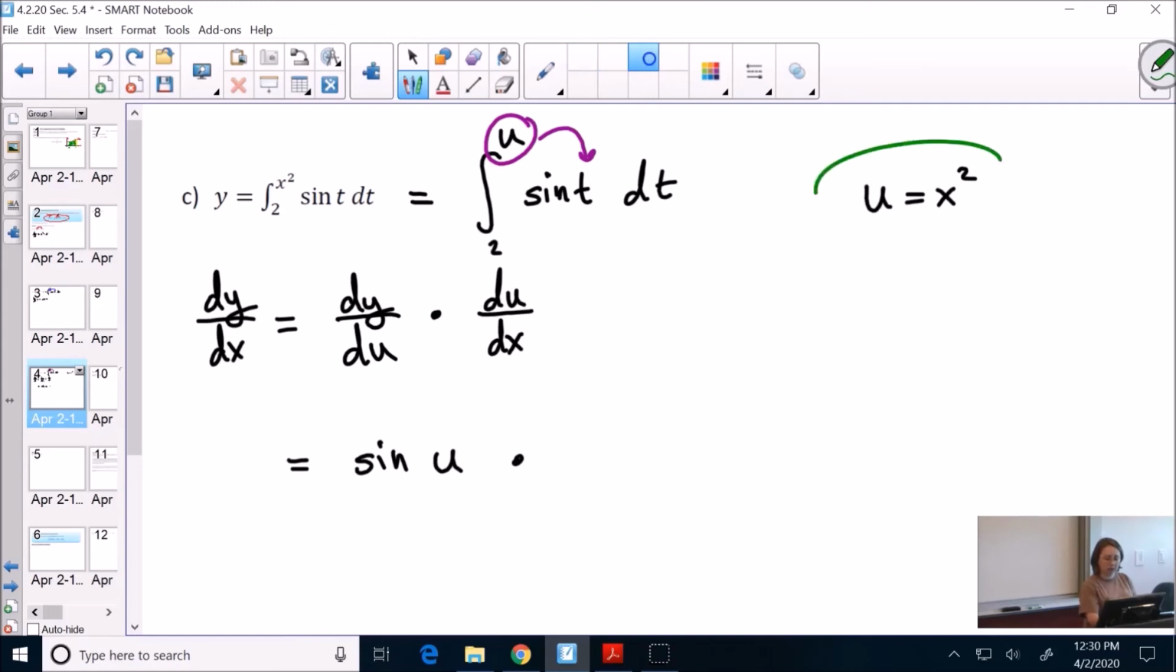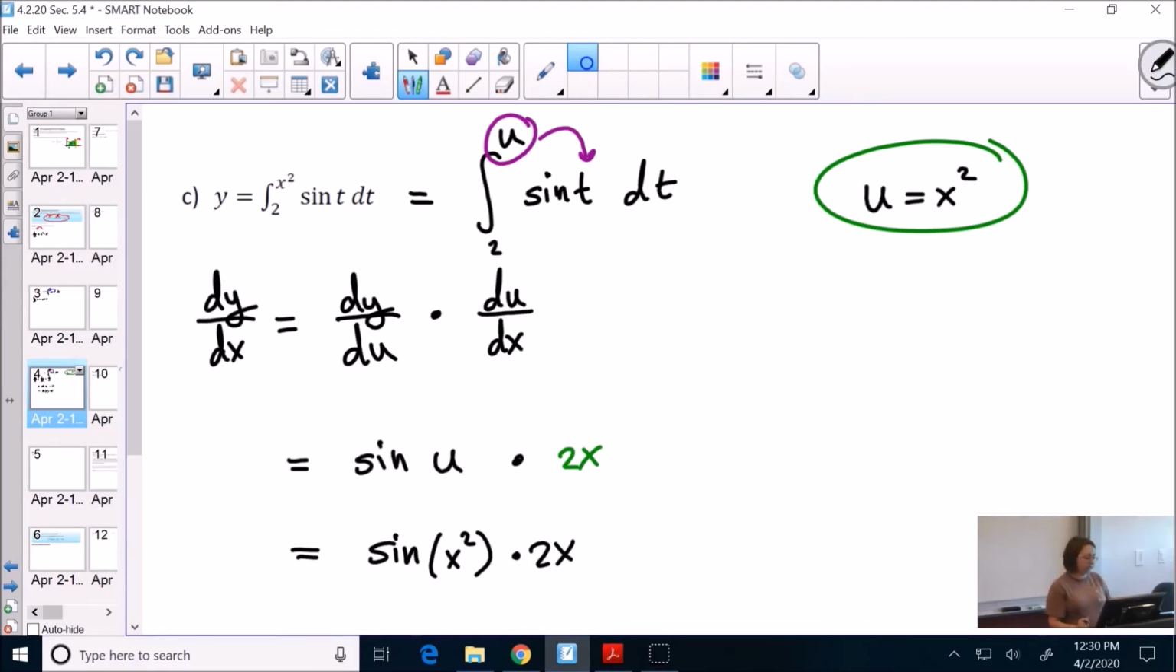Well, u is right here. What's the derivative of u? 2x. So we have sine of, well, u is just x squared, times 2x. There you go. That's not so bad, right?